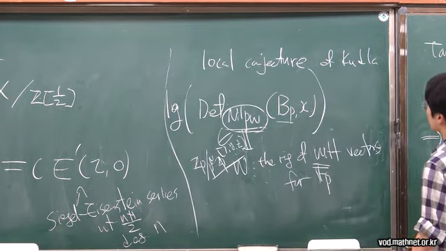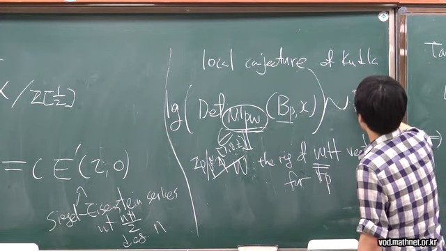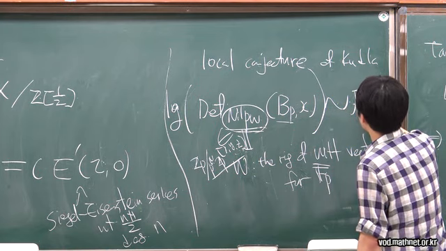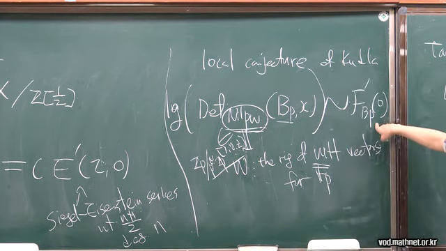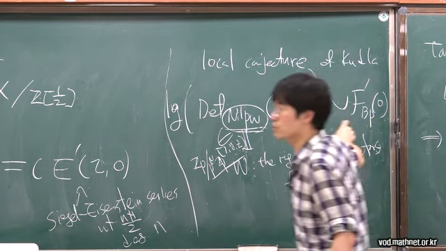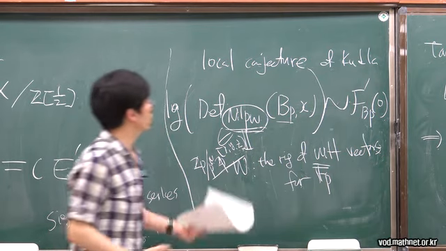So Kudla's local conjecture is that this is almost the same as FBP 0 prime. I didn't explain what this is. This is called the Siegel series. This is the connection between the topic of today's talk and this local conjecture of Kudla.